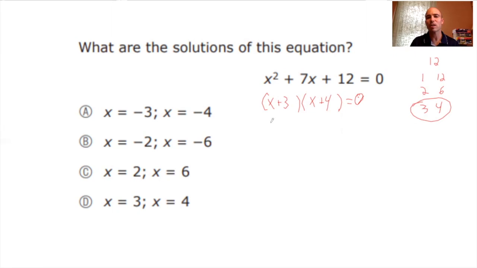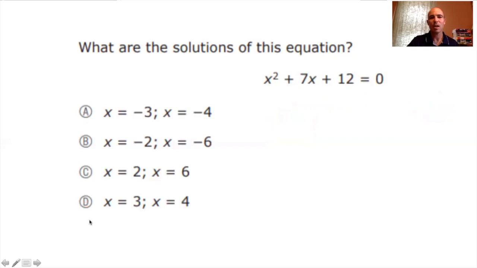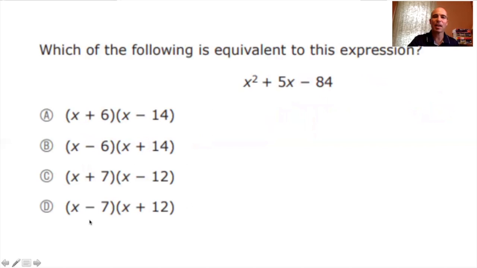What will zero this out, right? X could either be -3 or -4. Those are your two solutions, right? That is why A is the right answer and D is not, right? Don't fall for that trap. Okay, same kind of thing here, right?